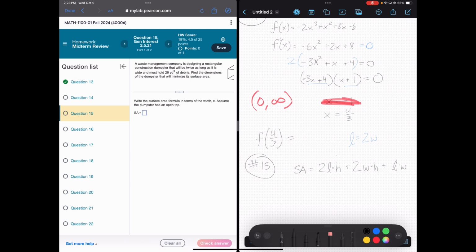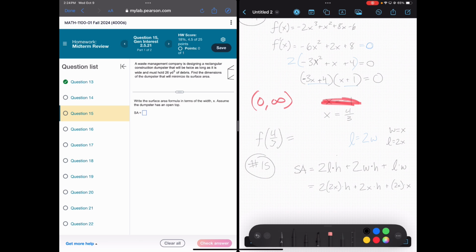What's my other constraint? If I use that, I think they want us to use x for the width. So what does that leave me with? That leaves me with 2 times 2x times h plus 2 times x times h plus 2x times x. I still have 2 different variables, and I don't want 2 different variables if I'm going to take the derivative. Just a reminder that x is your width.